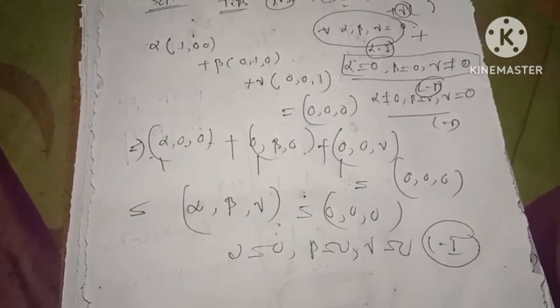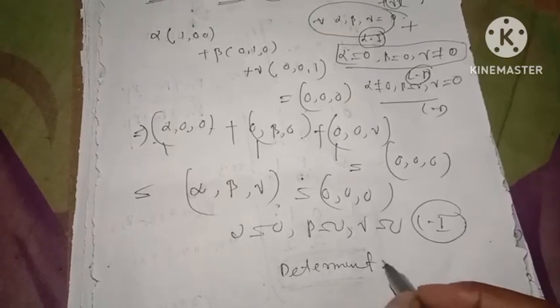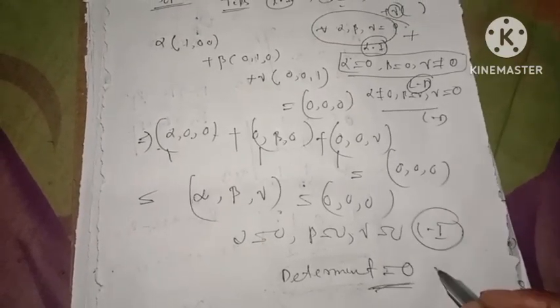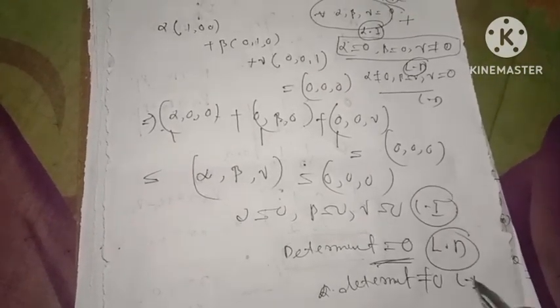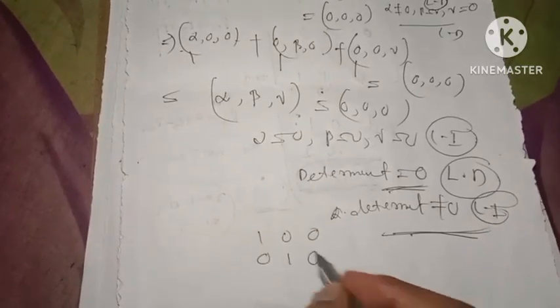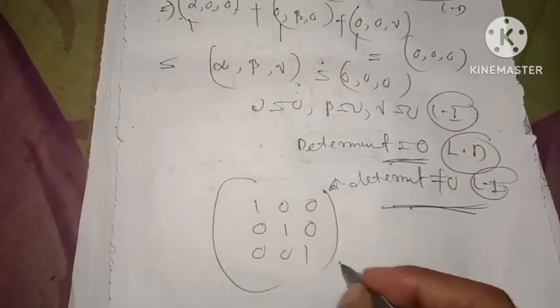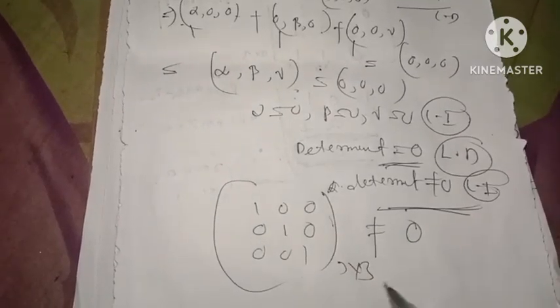There is also another method. What is the other method? When the determinant value is 0, this is L.D. When the determinant is not equal to 0, then it is L.I. I already discussed this. When it is a square matrix, then you will find the determinant of 1 0 0, 0 1 0, 0 0 1. This is a 3 cross 3 matrix. You can clearly see the determinant is never 0, so it is L.I.